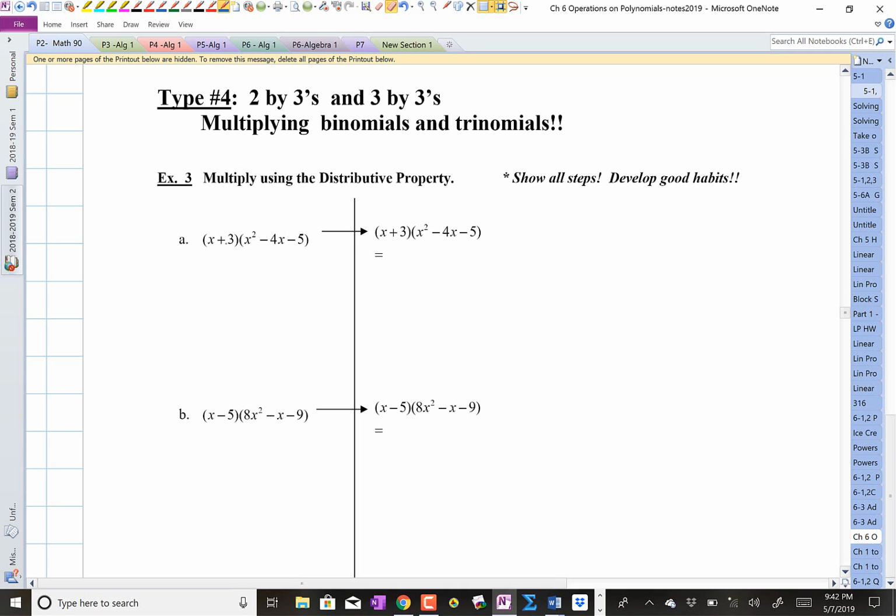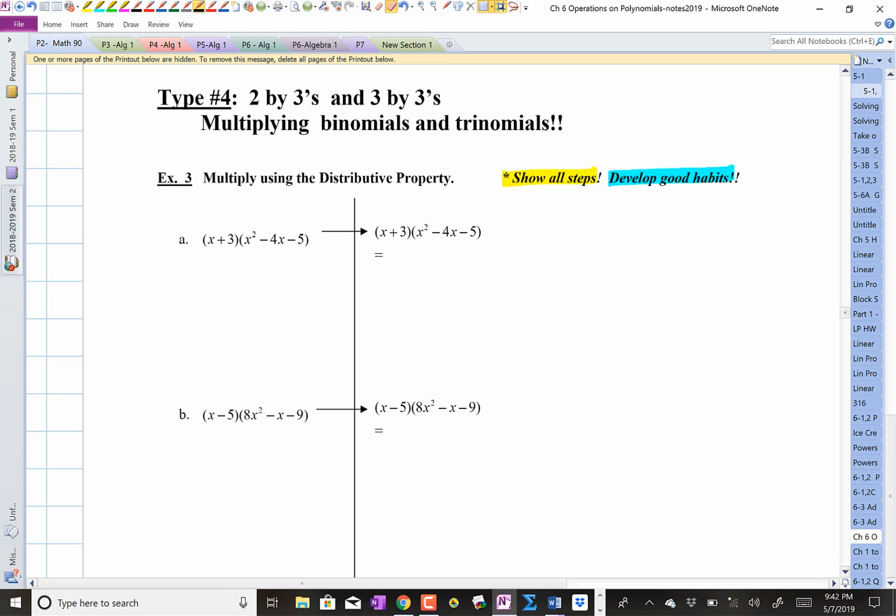When you multiply a binomial, which has 2 terms, times a trinomial, which has 3 terms, you're going to be multiplying 6 times. You got to distribute the x through 3 times. You got to distribute the 3 through 3 times. So that's 6 times in all. So we're going to go slow. We're going to work on the right-hand side. Show all your steps to develop good habits. If you do, you're going to be good. If you don't, God help you.